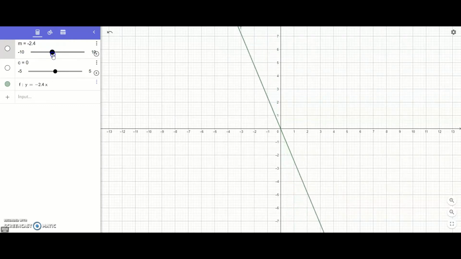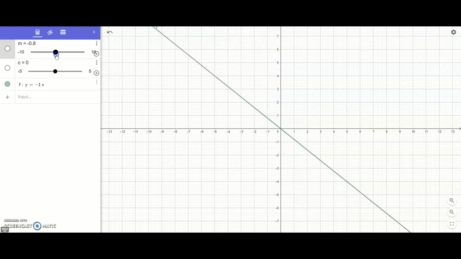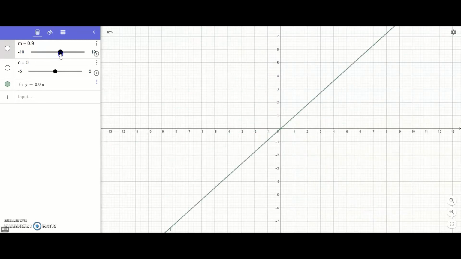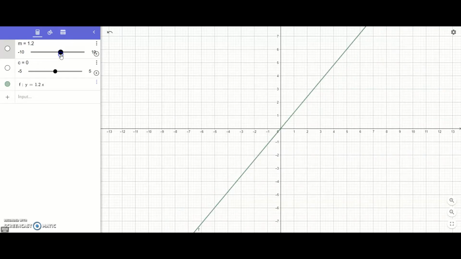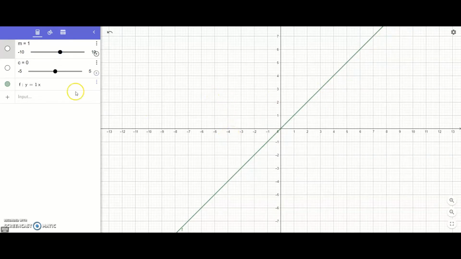So our equation here is y equals mx for the slope. M is the slope. If I can make that back to 1, that would be nice. So here we have the graph of y equals 1x, slope of 1. So this gives me lots of straight lines, but they all pass through the origin.